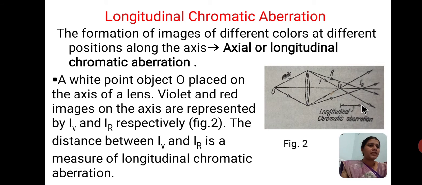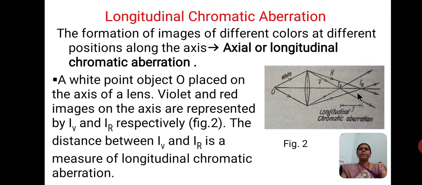So represented here in this arrow mark, from this point to this point, what you will get is the image in the different colors. That we call a longitudinal chromatic aberration. Now let us consider a white point object placed on the axis of the lens.